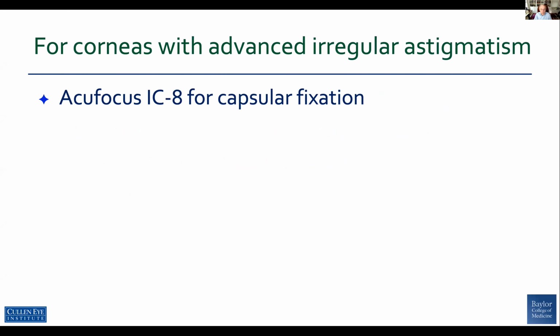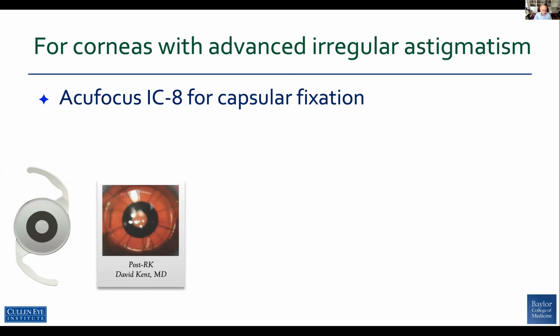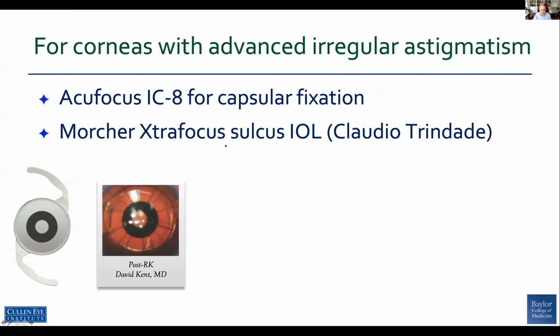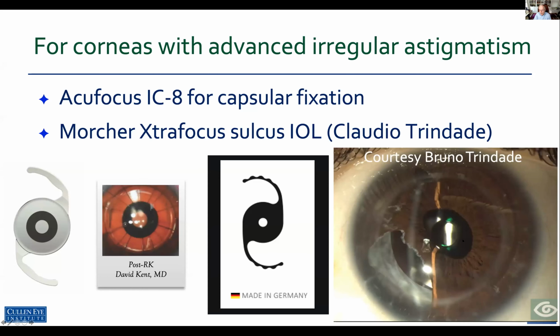So another really exciting advance is the AcuFocus IC-8, which you can put inside the capsule. And here's an example of the eye after radial keratotomy from Dr. Kent. And that really helps to cut down on the distortions. And of course, you have in Brazil the Extra Focus sulcus IOL from Claudio Trindade, and there it is, the Morcher lens. And here's a photo that he sent to me that I think really nicely shows that lens. It's a sulcus lens, which is interesting. I'll be interested to know if you have experienced it.